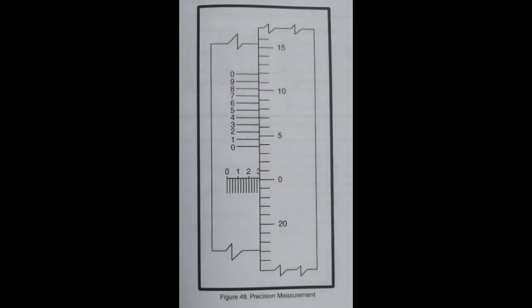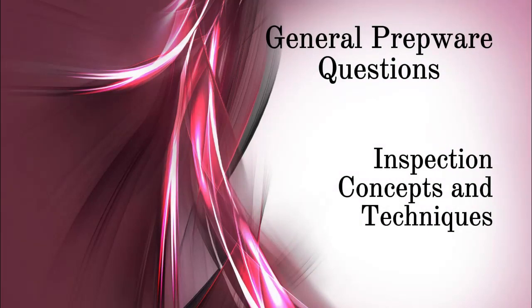Refer to Figure 48. What does the micrometer read? 0.3004. After a mechanic holding an airframe and power plant rating completes a 100-hour inspection, what action is required before the aircraft is returned to service? Make the proper entries in the aircraft's maintenance record.